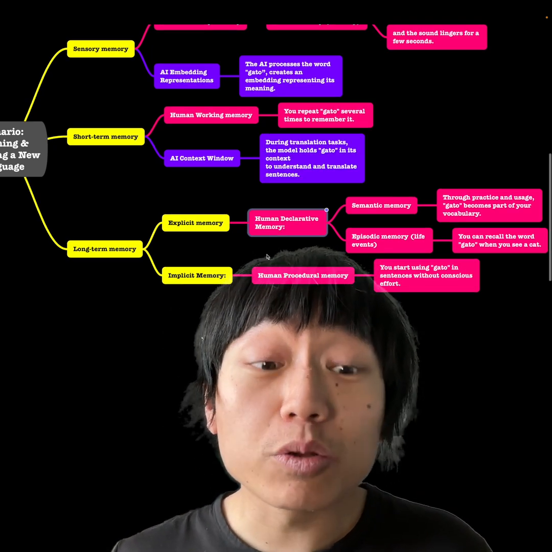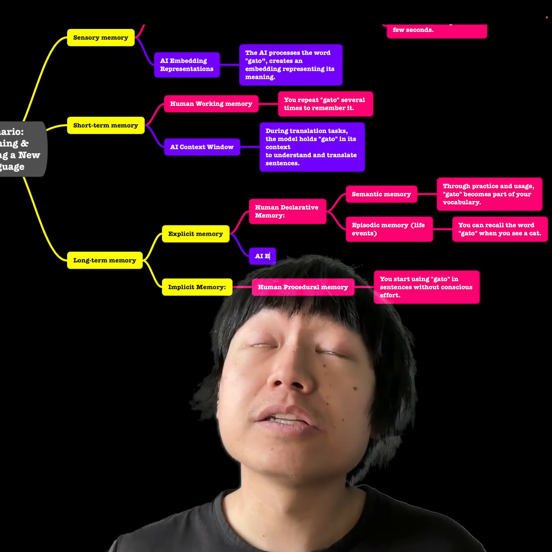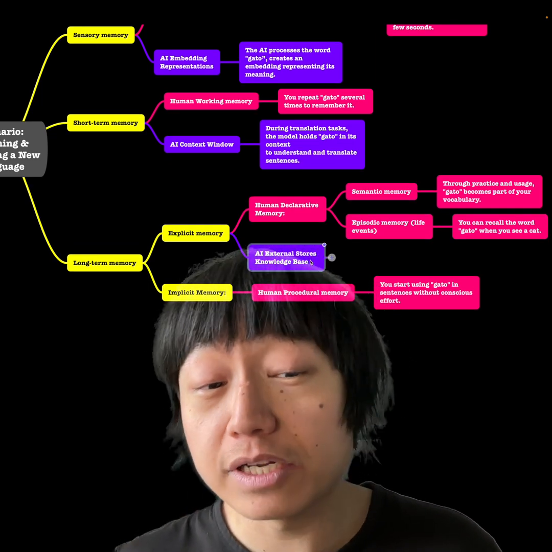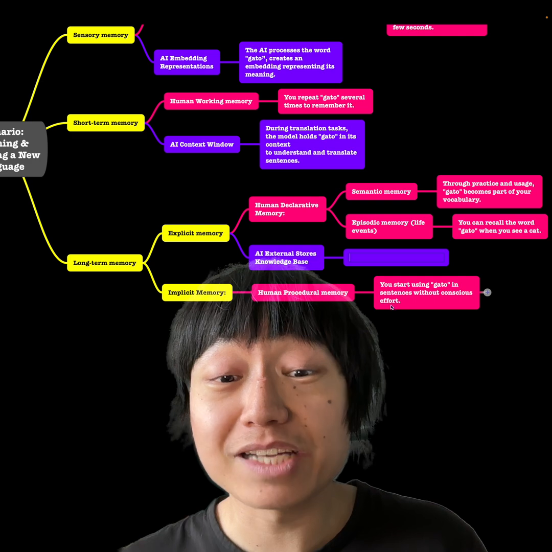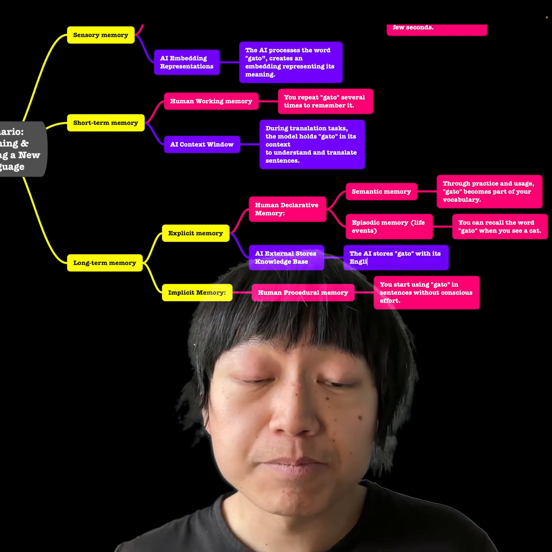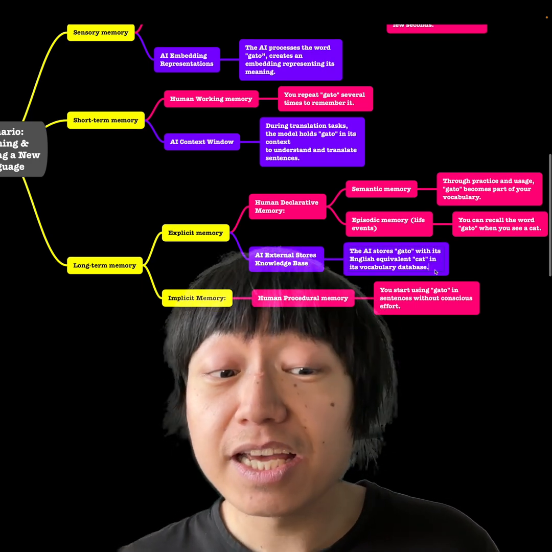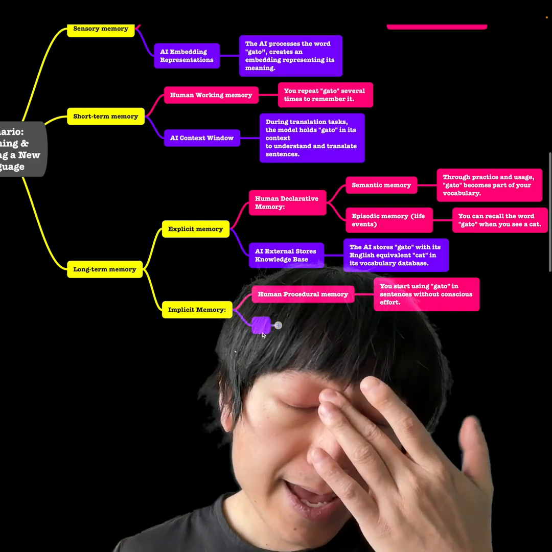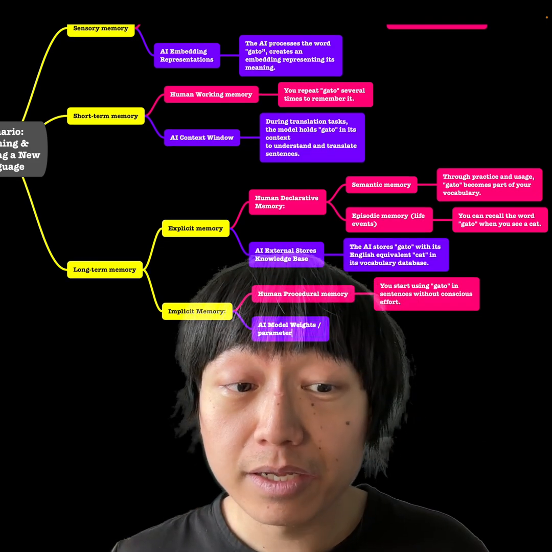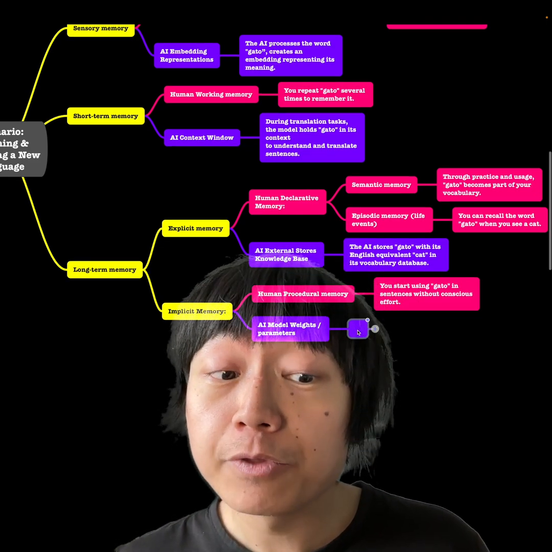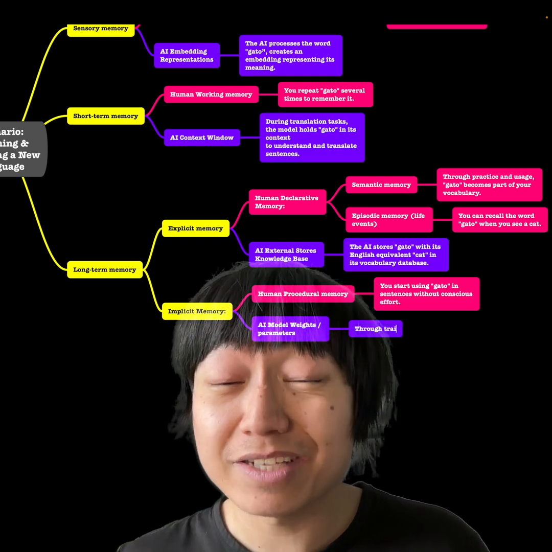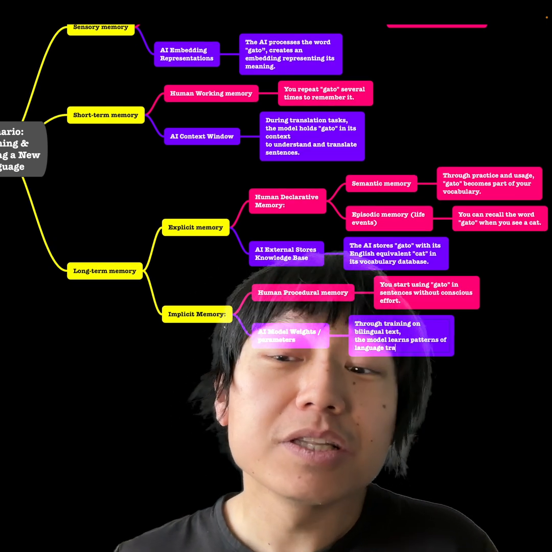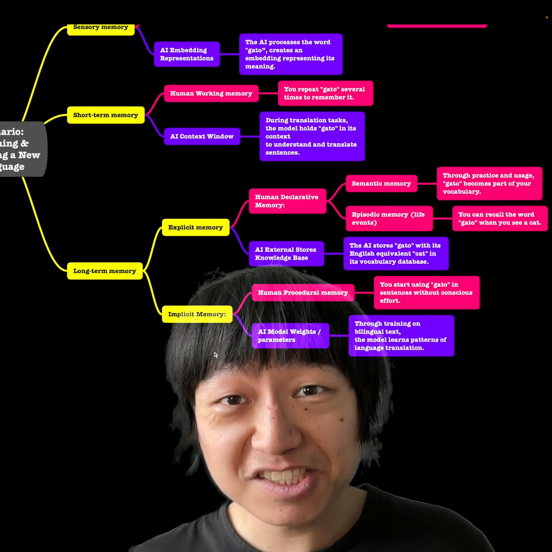And another is long-term memory, which contains the explicit memory, which is knowledge bases. So the AI stores gato, its English equivalent cat, in its vocabulary databases. And another is implicit memory, which is the model's weights. Through training on bilingual tasks, the model learns patterns of language translation.